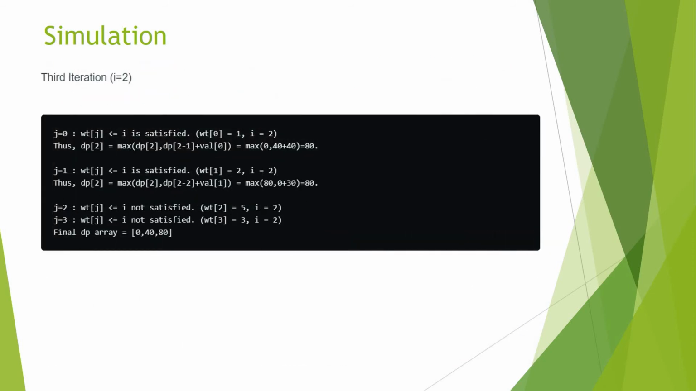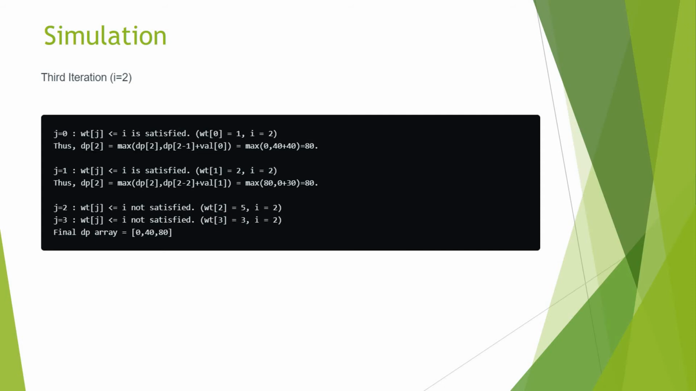Third iteration. i equals 2, when j equals 0, the condition is satisfied because the weight of the first element is 1 where i equals 2. So dp[2] will be the maximum of dp[2] and dp[2 minus 1] plus the value 0. So the maximum of 0 and 40 plus 40, what is that? 80. So we are getting the maximum value of 80 here.